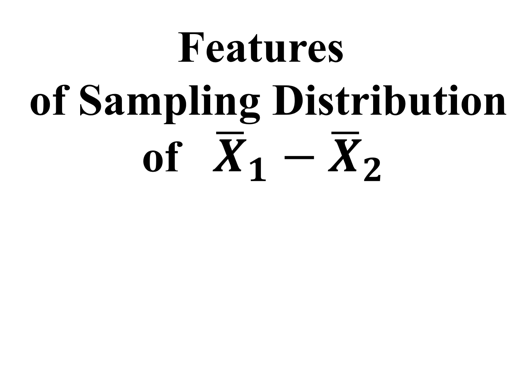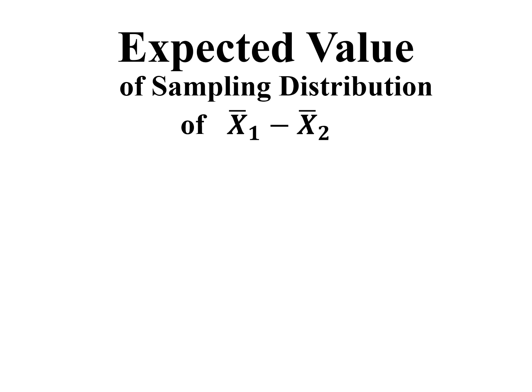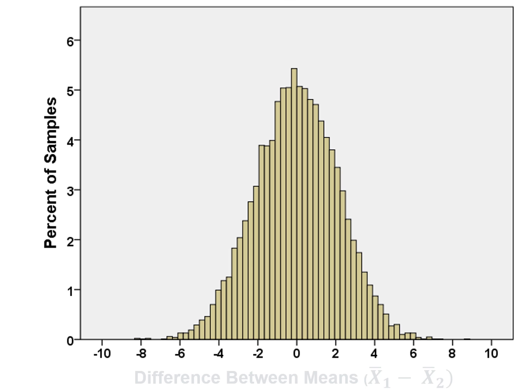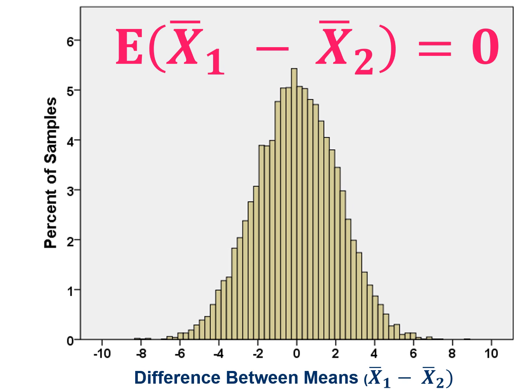Next, I want to call your attention to three important features of this sampling distribution. Let's start with the expected value of the sampling distribution. So here is the sampling distribution. What do you think the expected value is? As you can see, the sampling distribution is symmetric. So the mean, that is expected value, is right at the center here. So the expected value is 0.